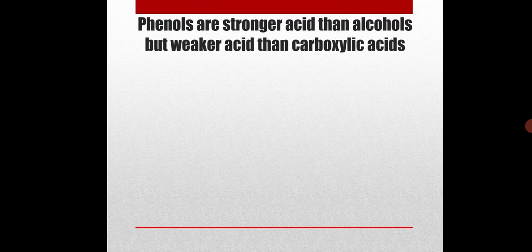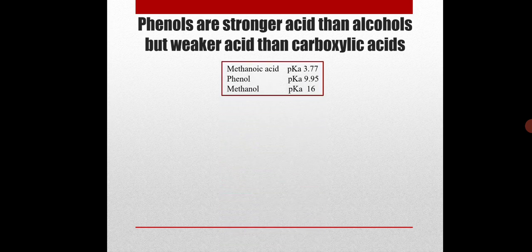Phenols are stronger acids than alcohol but weaker acids than carboxylic acids. Let's have a look at the data. Methanoic acid has a pK value of 3.77. Phenol has a pK value of 9.95. Methanol has a pK value of 16. Lesser the pK value, more is the acidity. So, methanol is the least acidic.